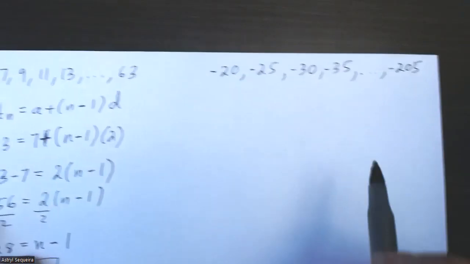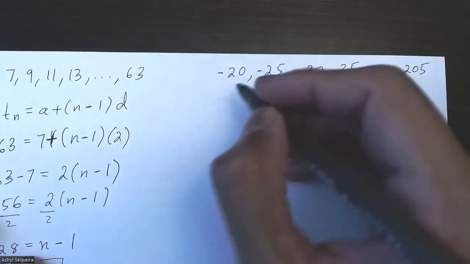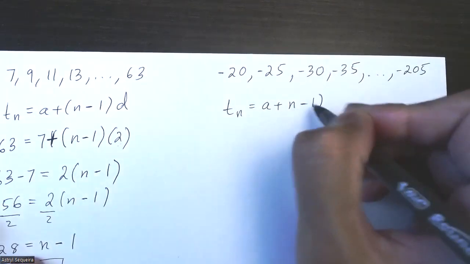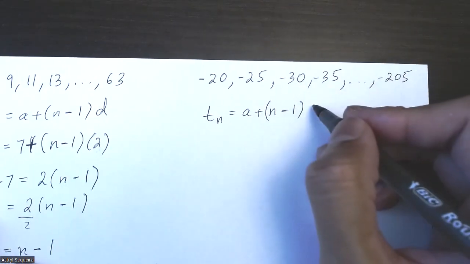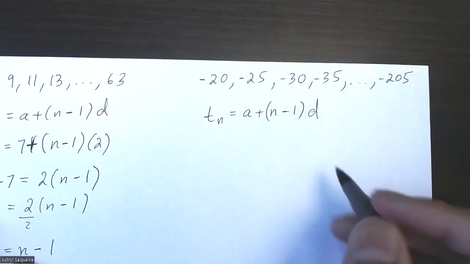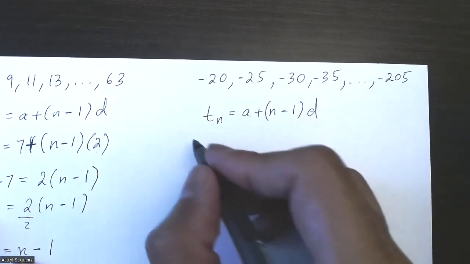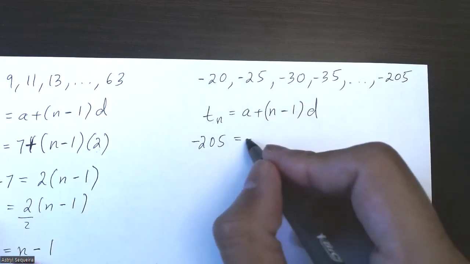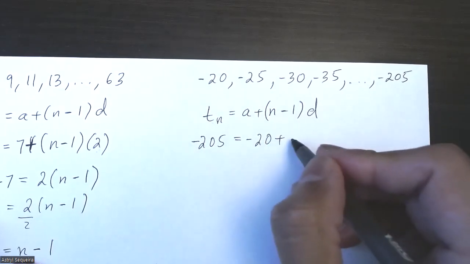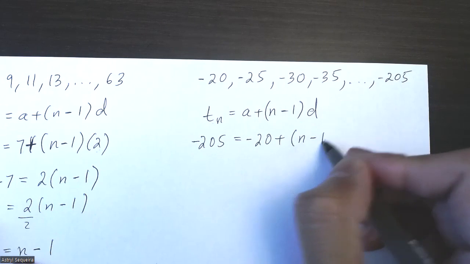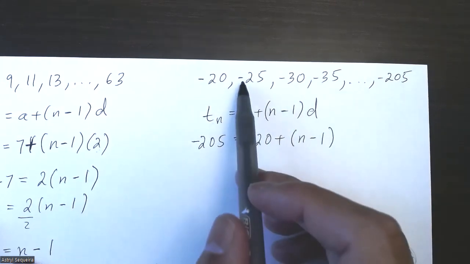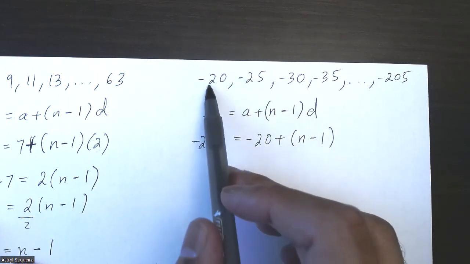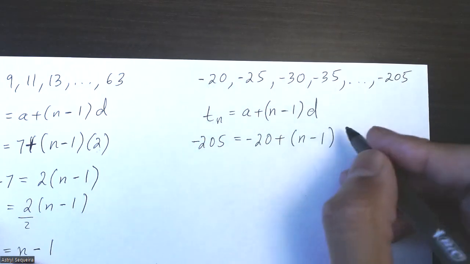Let's do one more example quick for practice. Same equation over here, Tn equals a plus n minus 1 times d. My last term is negative 205. My first term is negative 20. Trying to find n. And d over here, if I do negative 25 minus negative 20, that's negative 25 plus 20, which is negative 5.